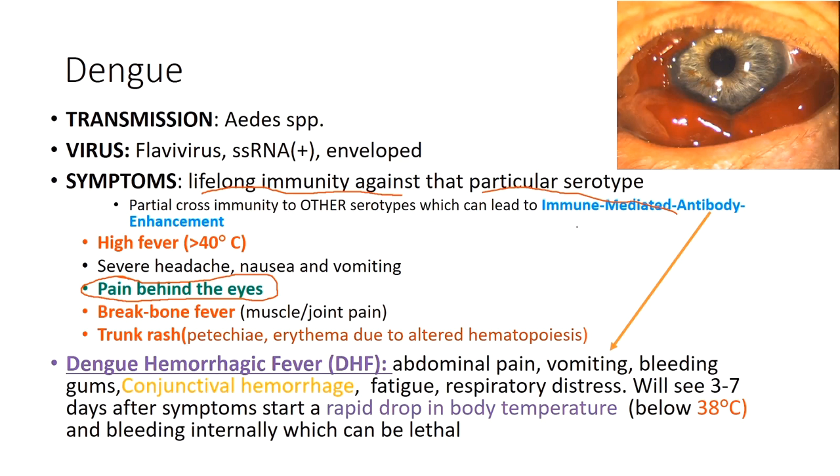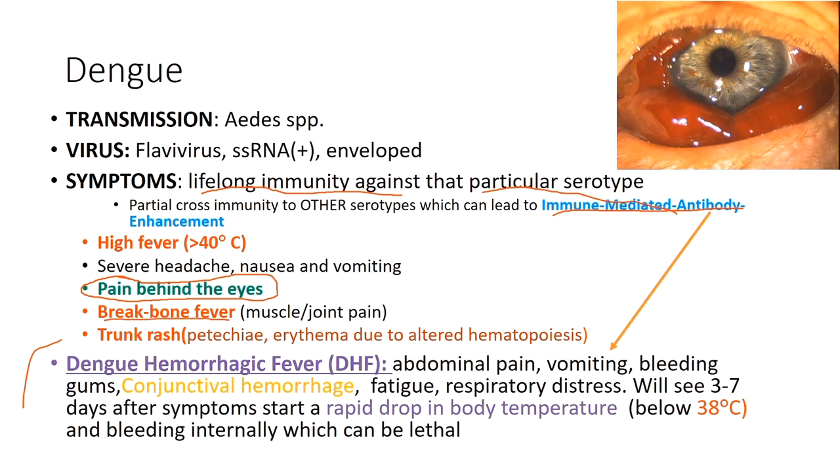And the problem, however, is you don't want to get dengue with another type of serotype of this infection. Why? Because this can lead to immune-mediated antibody enhancement. You talk about this in the basics of virology. It is pretty high yield still for this infection, because it leads to the complication of this infection, which we'll get to in just a second.